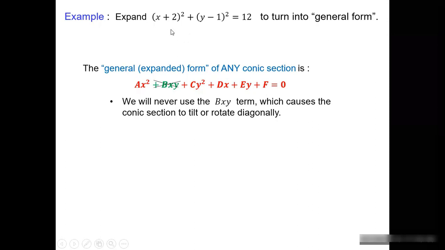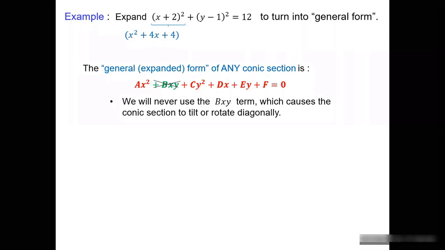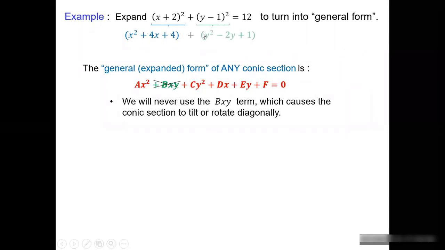So let's go ahead and expand this form and see that x plus 2 quantity squared is the same as x squared plus 4x plus 4. When we expand y minus 1 quantity squared, that becomes y squared minus 2y plus 1. And that's still equal to 12, but notice we could subtract 12 to the other side, and now it's equal to 0. Well, this is pretty close to being expanded form, but what we should do is start grouping these terms together so that we write the x squared term first, then the y squared term.